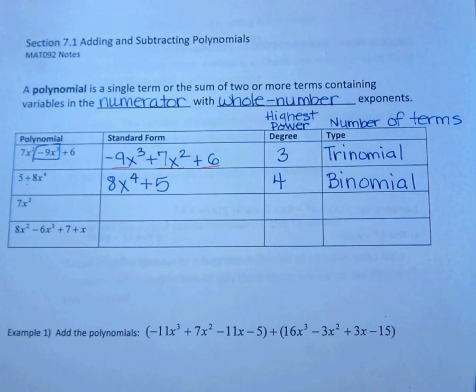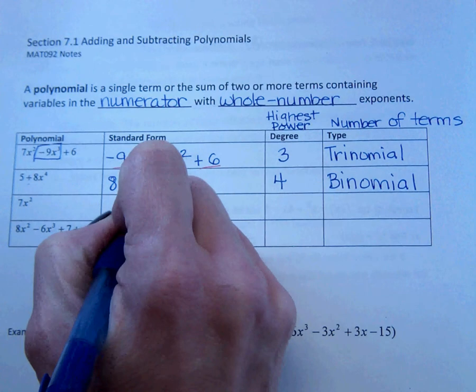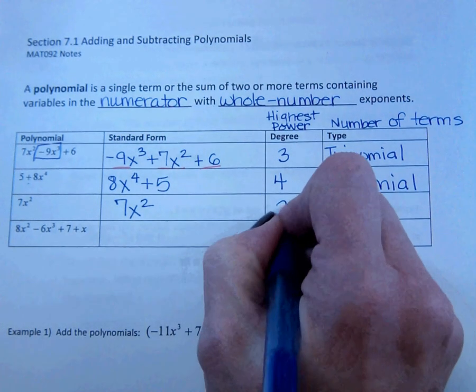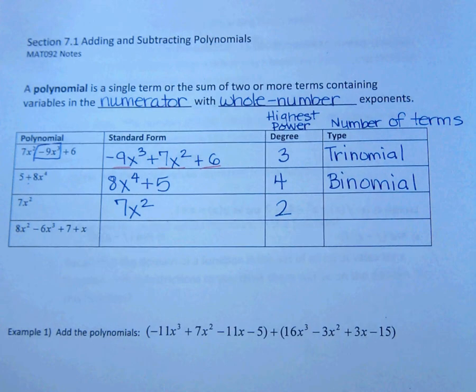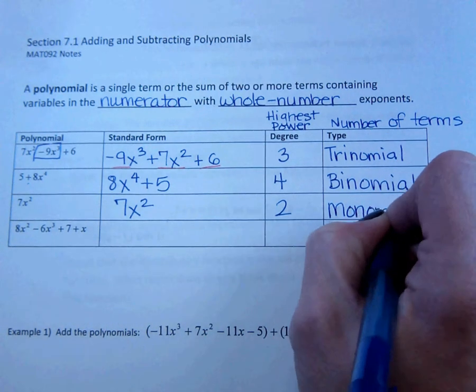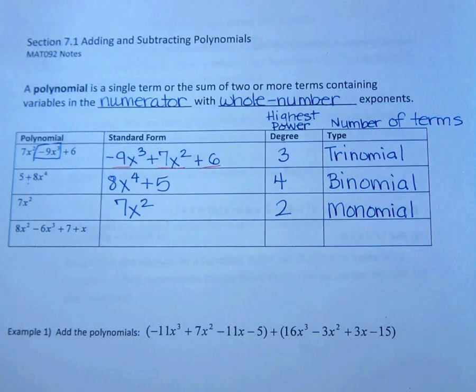7x squared is our third one. Well, there's only one term, so the only way I can write it is 7x squared, with a degree of 2, because the highest exponent is a 2. And there's only one term, so this is considered a monomial.